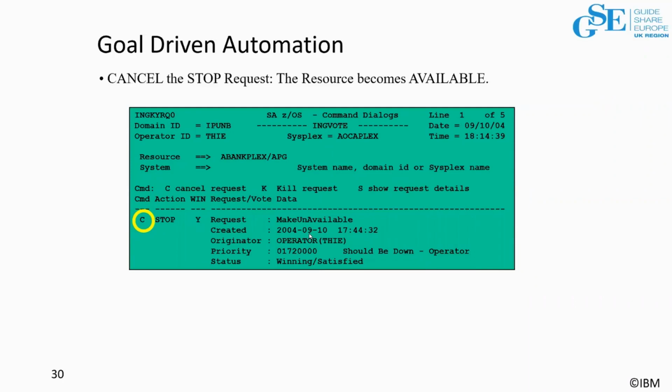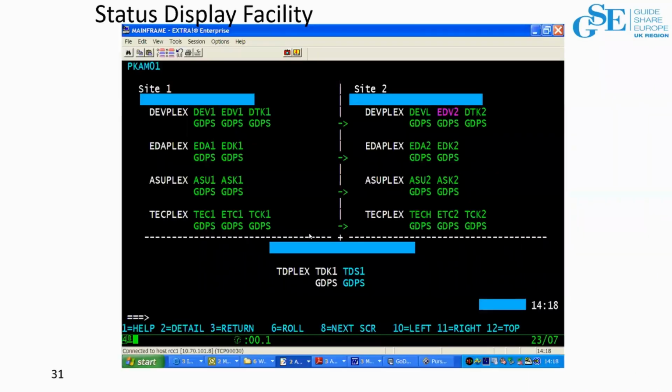Right. So this is another system automation interface called the Status Display Facility, SDF for short. This is from another customer, so I've redacted the names to protect the innocent. But you can see there's a list of sysplexes and the systems that are in those sysplexes, and you can see that one of them's pink, whereas everything should be green.